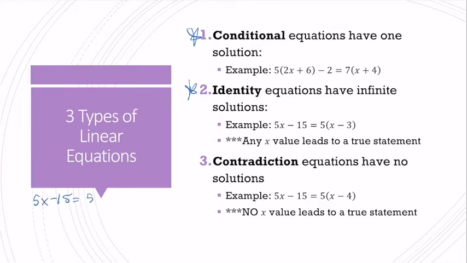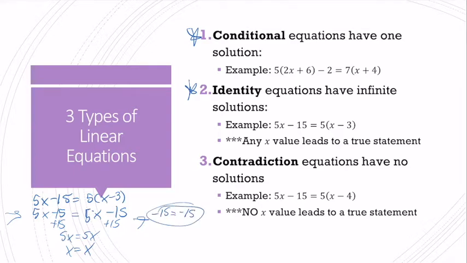5x minus 15 equals 5 times x minus 3. So I have 5x minus 15 equals 5x minus 15. Do we kind of see something going on here already? If I add 15 to both sides, I get 5x equals 5x, or x equals x. I also could have subtracted 5x from both sides. Then I would get negative 15 equals negative 15. Both of these are true statements.